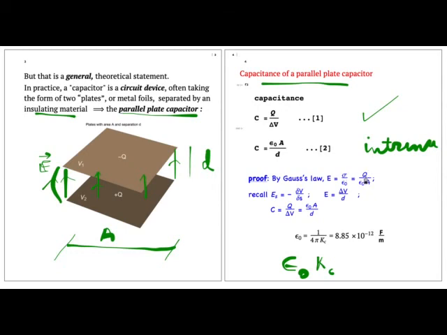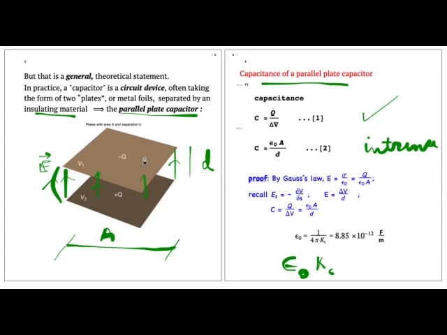Sigma is charge density. So sigma is charge divided by area. It's the charge per unit area. If I took a little area here and I measured the amount of charge inside that area, it would be the area, delta A, times sigma, which would give me the amount of charge inside there. Now, that's one equation we have for the electric field. And that comes from Gauss's law.